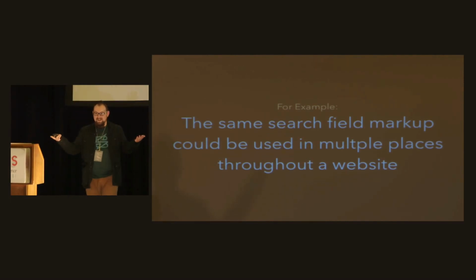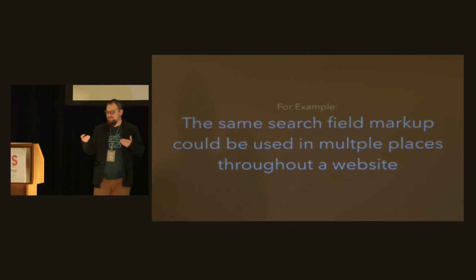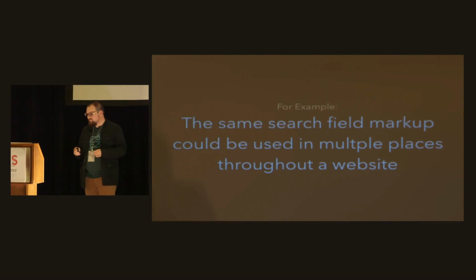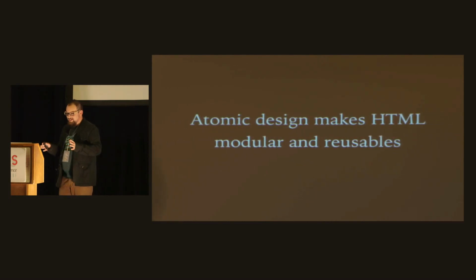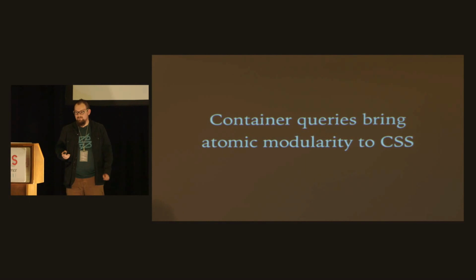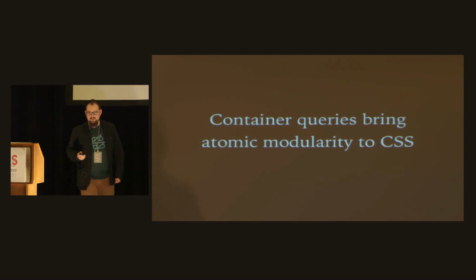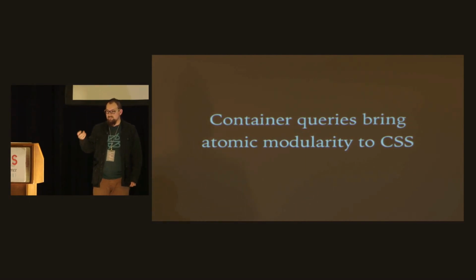So my example is we can not only use the same search field markup, but we can use it throughout the whole site, anywhere that we would need to use a search field, we can use that same molecule. So atomic design makes our HTML modular and reusable. That's what I see container queries bringing to CSS. We can reuse the same CSS in multiple places and not have to worry about redesigning and reworking it based off of its location in the layout, as we so often do.